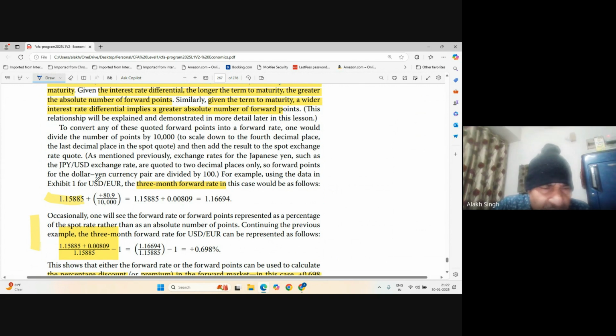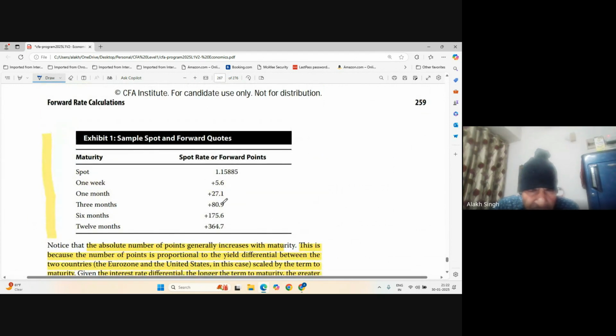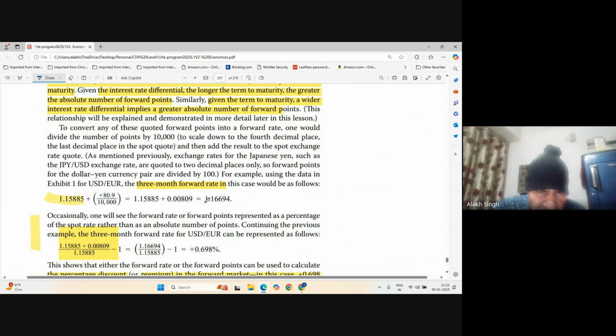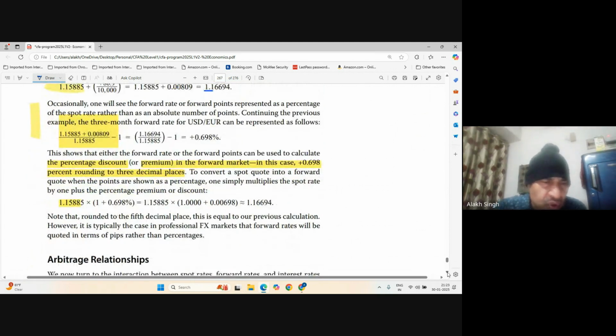Now here is example one. It is the same example: the 3 month forward rate is how much more? 80.9. So what will be the forward rate after 3 months? 1.588 plus 80.9. So this will be the forward rate after 3 months. A spot rate is this, and the forward rate after 3 months is this. That's the convention, too easy, nothing very difficult. This one is the way of writing.